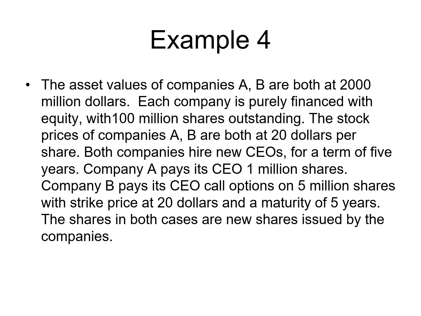Example 4. The asset values of company A and B are both at $2,000 million. Each company is purely financed with equity, with 100 million shares outstanding. The stock prices of companies A and B are both at $20 per share. Both companies hire new CEOs for a term of 5 years. Company A pays its CEO 1 million shares. Company B pays its CEO call options on 5 million shares with strike price at $20 and a maturity of 5 years. The shares in both cases are new shares issued by the companies.